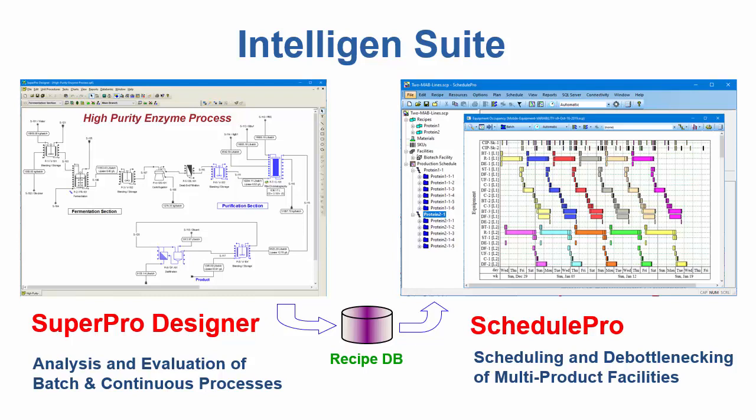The recipes of batch processes modeled in SuperPro can be readily exported to SchedulePro. This video focuses on the features and capabilities of SuperPro. If you are interested in production planning and scheduling, as well as modeling and debottlenecking of batch multi-product facilities, make sure you also watch the SchedulePro overview video.